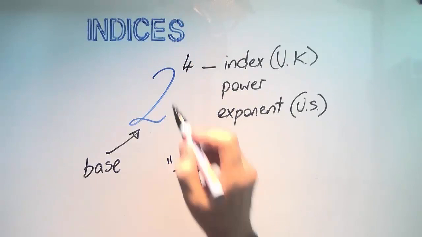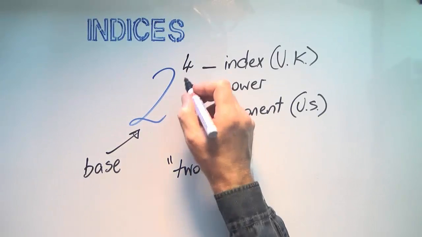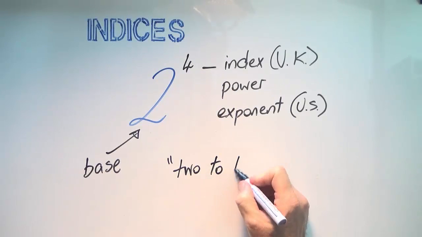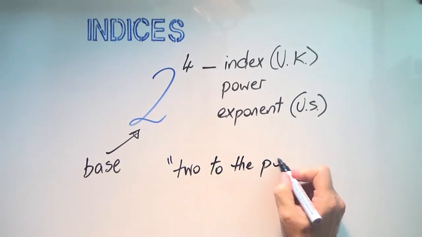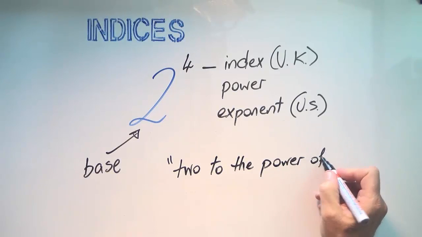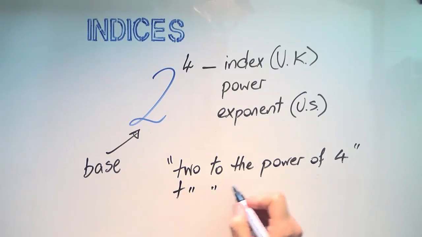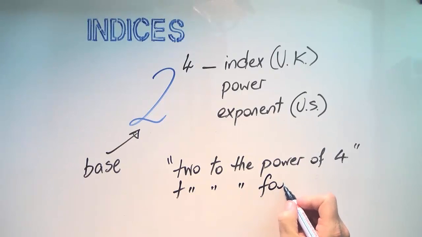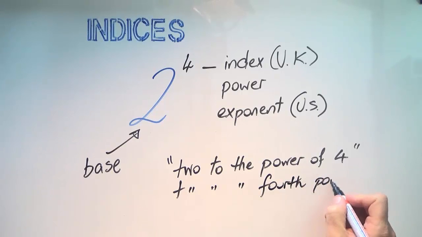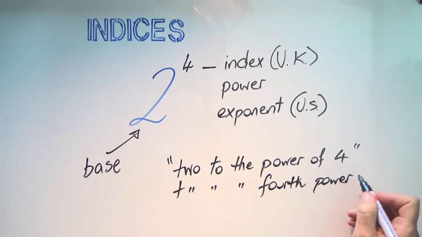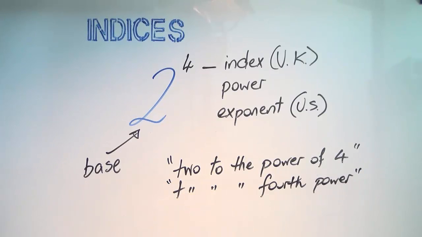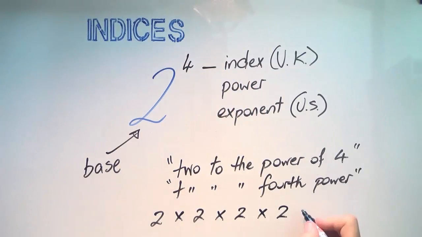Let's have another example. I've changed the power to 4. Now this would be expressed as 2 to the power of 4 or 2 to the 4th power. So it would be 2 times 2 times 2 times 2. You see 4 times. And this, of course, is 16.